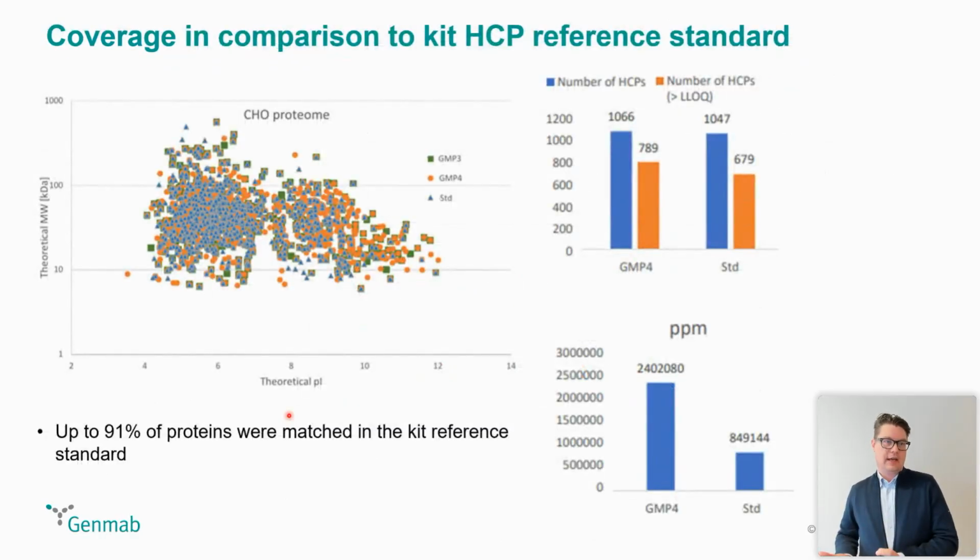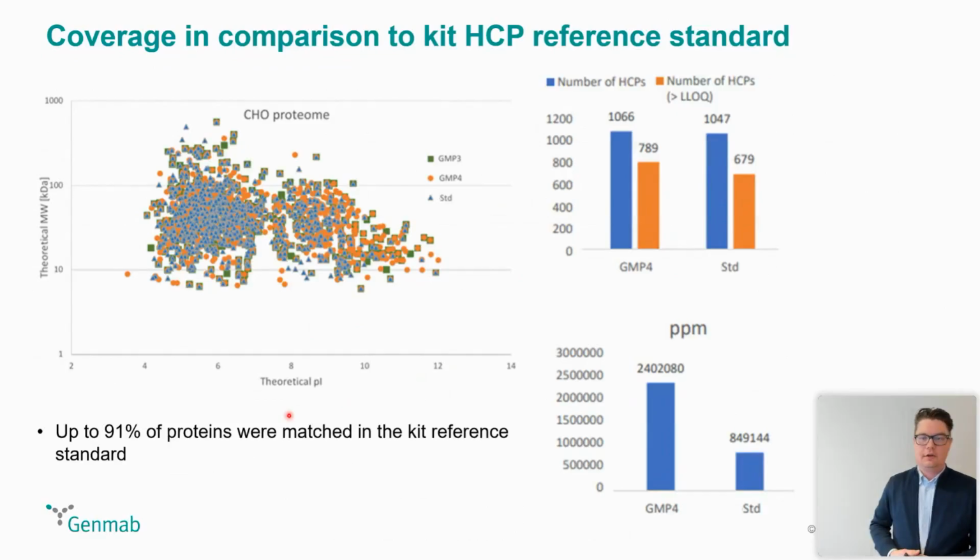But what we also looked at was how did the kit standard, the HCP reference standard, perform? And we realized that it was quite important that the kit standard in that commercial kit that we used needed to be representative of our process. So again, we did process samples and compared that to the reference standard from the kit and realized that up to 91% of the proteins were matched. So again, we could use the kit standard as a representative for our process.